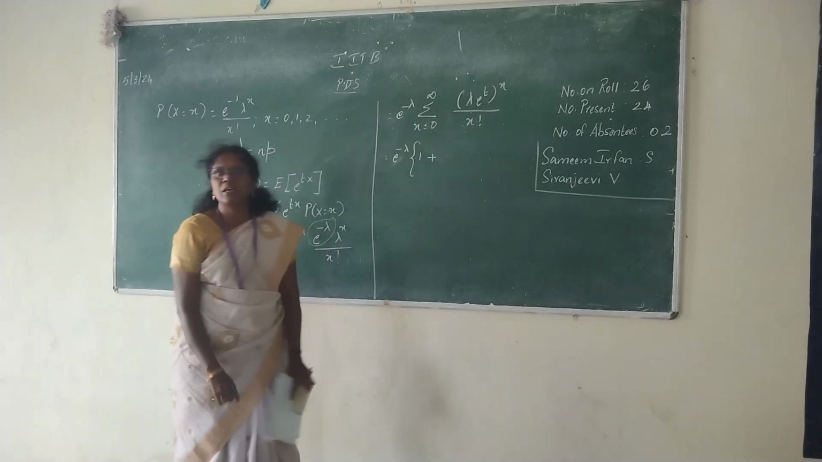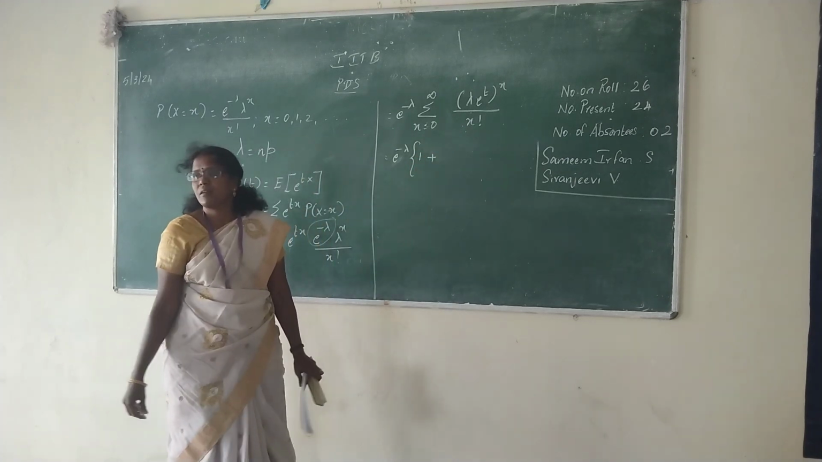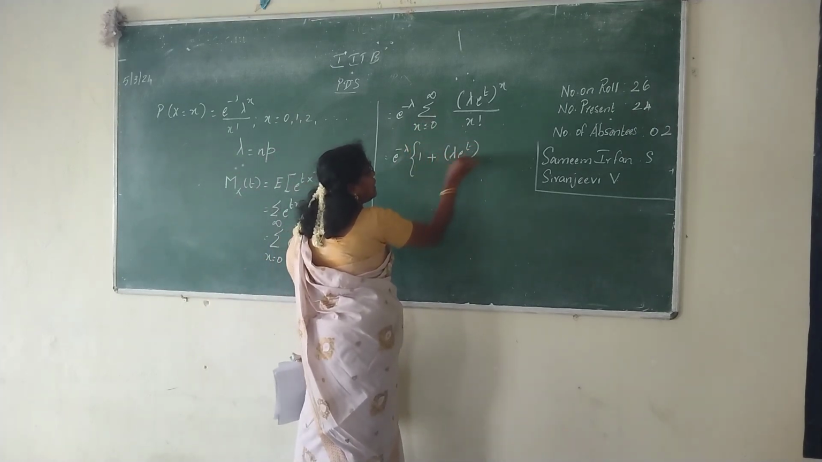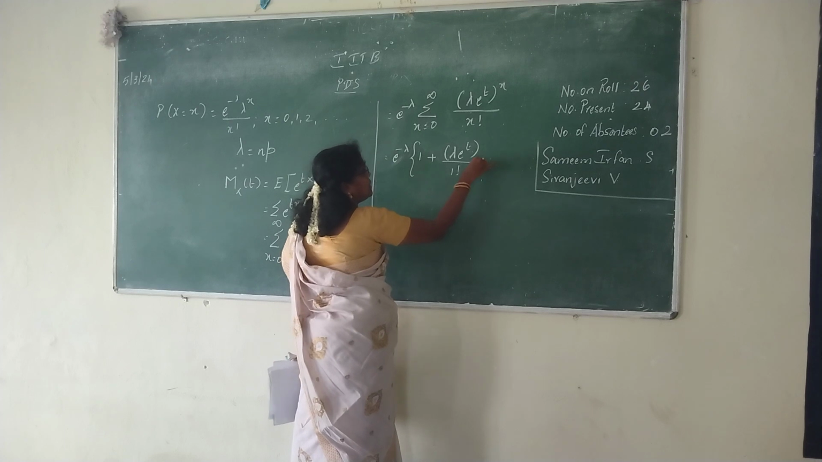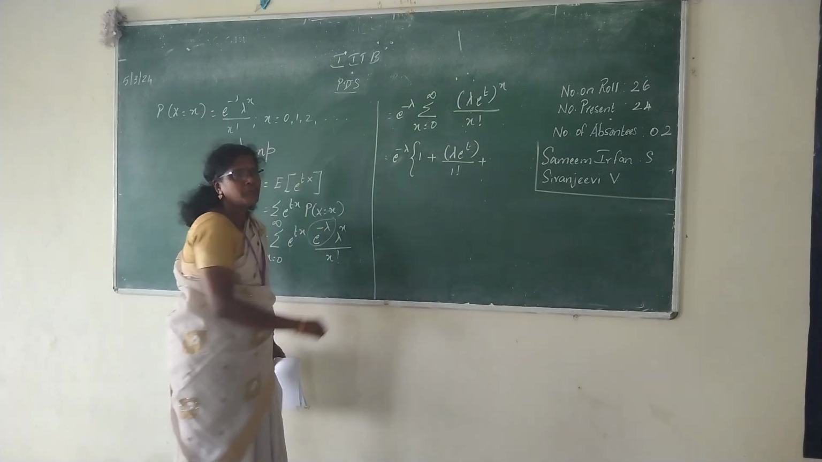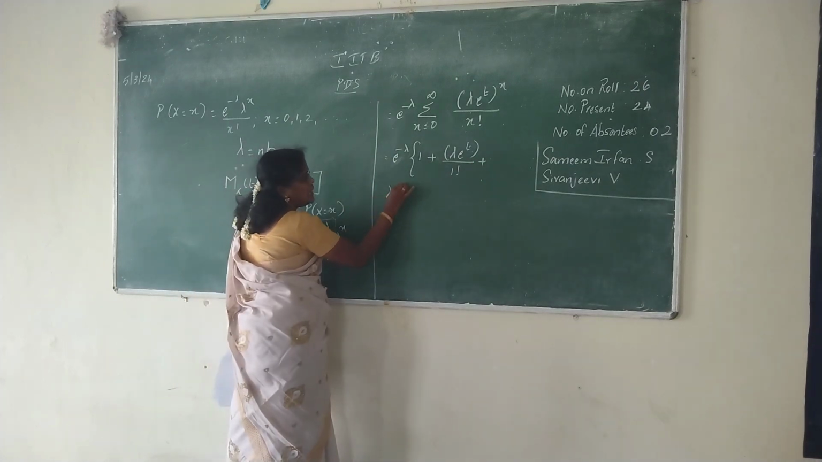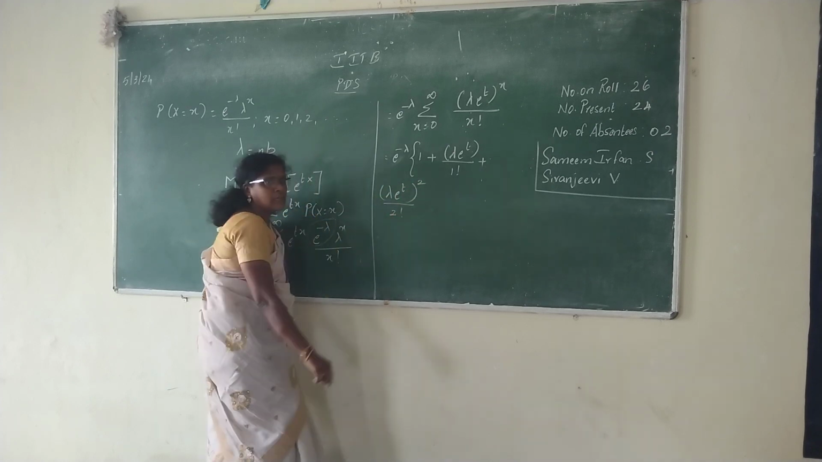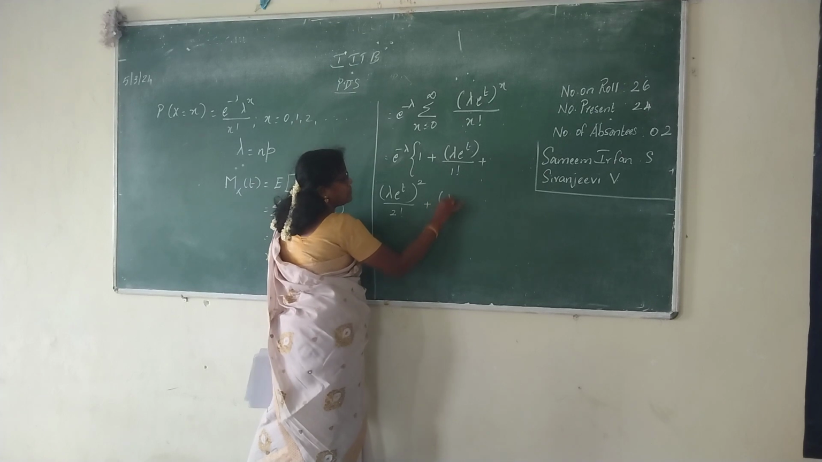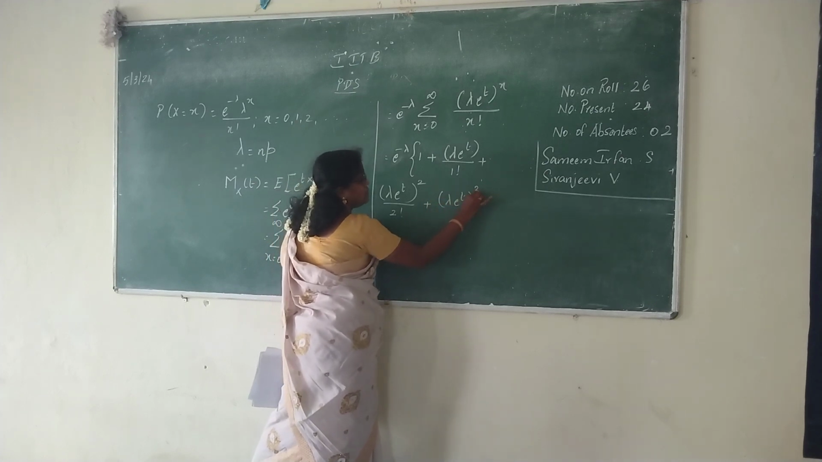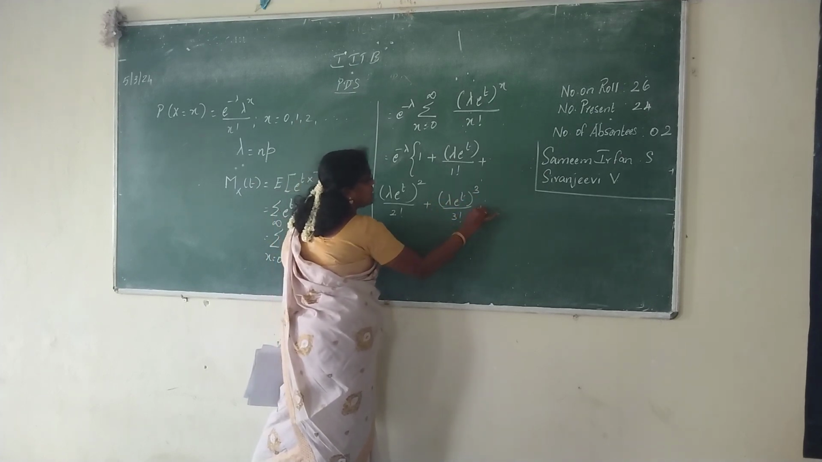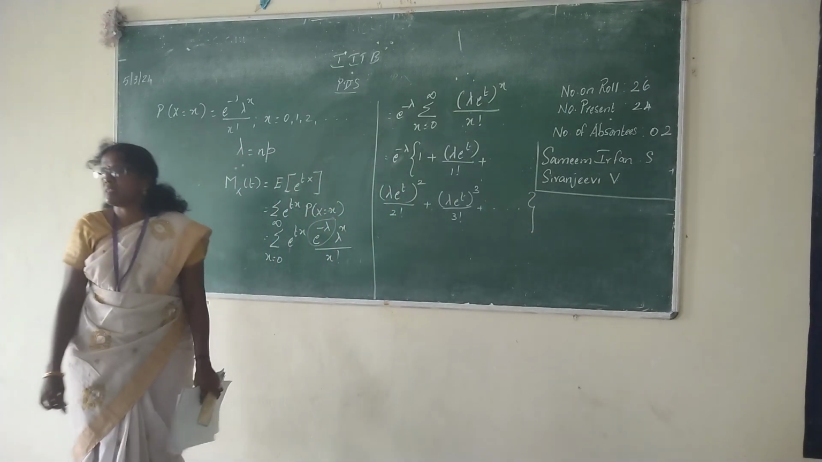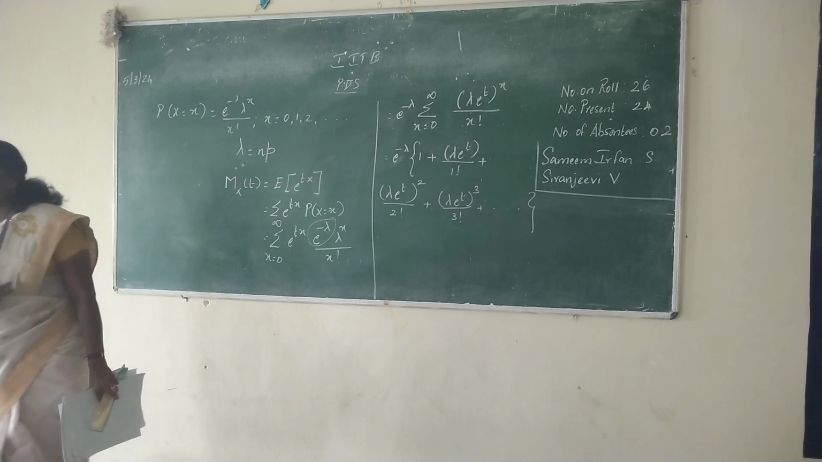Now substitute x equal to 1: lambda e power t by 1 factorial, plus x equal to 2: lambda e power t the whole square by 2 factorial, plus x equal to 3: lambda e power t the whole cube by 3 factorial, and so on. It goes up to infinity, right? So this represents which expansion formula?